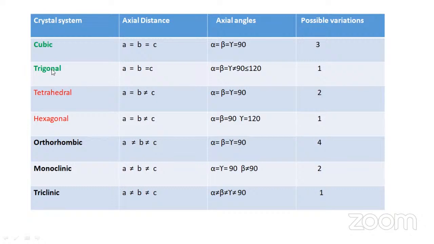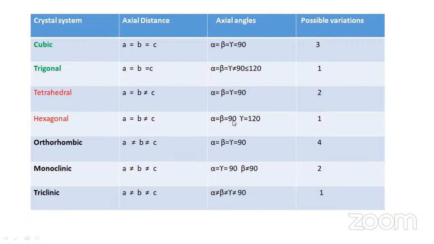Coming to trigonal. In trigonal, this is the second one in the first group. Tri means 3. All the angles are equal, but these angles are not equal to 90. Here alpha = beta = gamma, but it is not equal to 90. It is less than 120. This question is asked once. In trigonal, all the sides are equal and all the angles are equal, but not equal to 90.